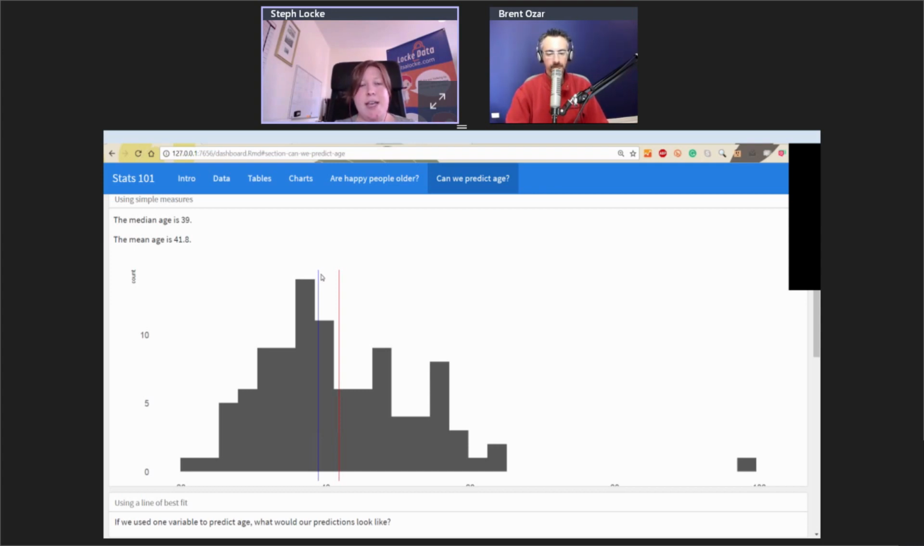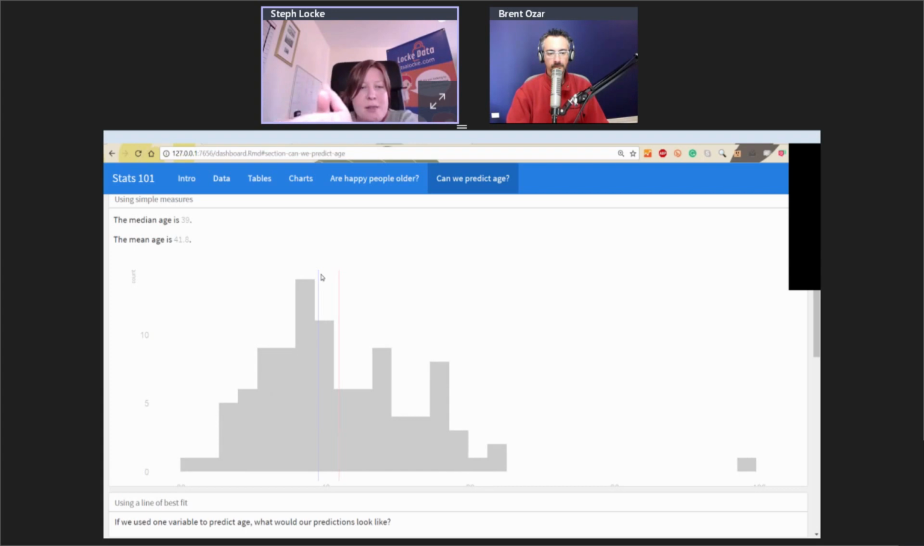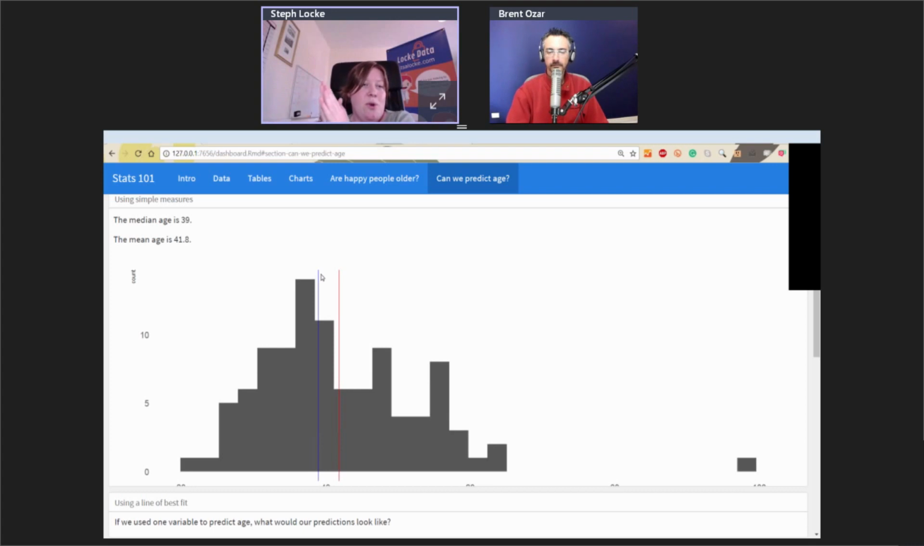The median is, if I got everybody who answered my survey and I lined them up from youngest to oldest, and I split them 50-50, whoever was in the middle is the median person, or the middle person. And for us, our median person is 39 years old. Median is less sensitive to outliers because it doesn't matter what age people are on the far ends, because we're just going for the middle.